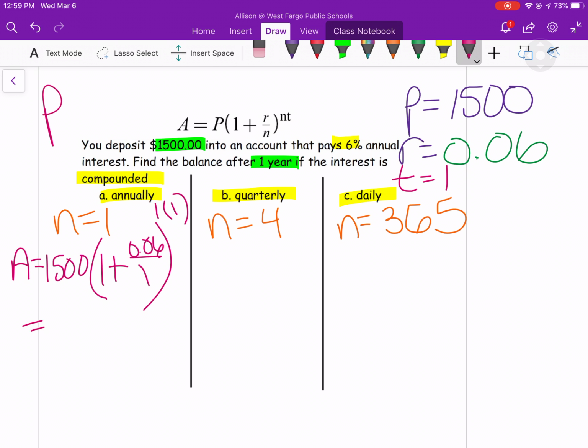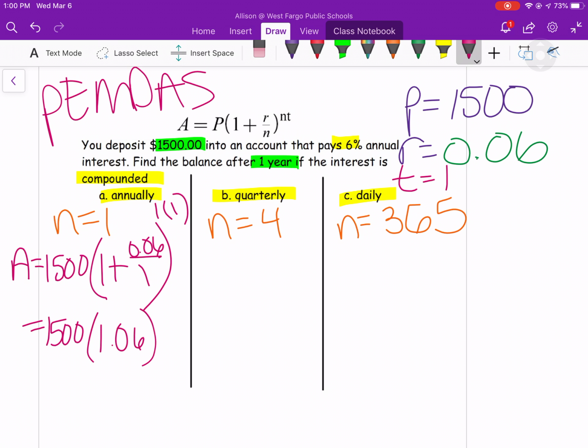Then remember to use PEMDAS when you are solving for these, so you're doing order of operations. First do what's inside the parentheses. So 1.06 divided by 1 is just 0.06. 1 plus 0.06 is 1.06. And 1 times 1 in the exponent is 1. Then take 1.06 to the first power.